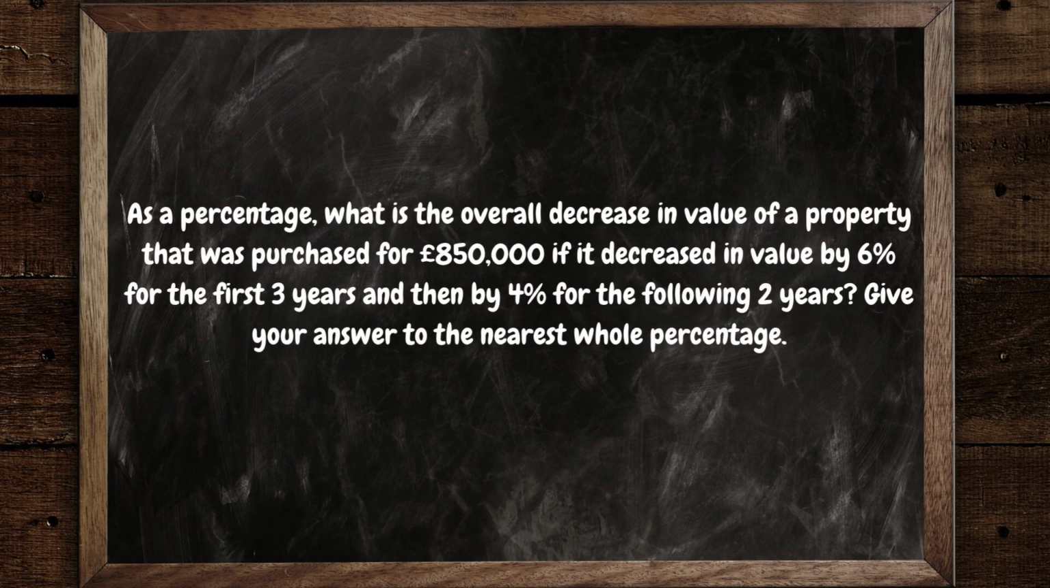Okay, so let's try a few examples. So the first question is, as a percentage, what is the overall decrease in the value of a property that was purchased for £850,000 if it decreased in value by 6% for the first 3 years and then by 4% for the following 2 years? Give your answer to the nearest whole percentage. So here you can pause the video, have a go for yourself, and then press play and we'll go over the answer together. Okay?